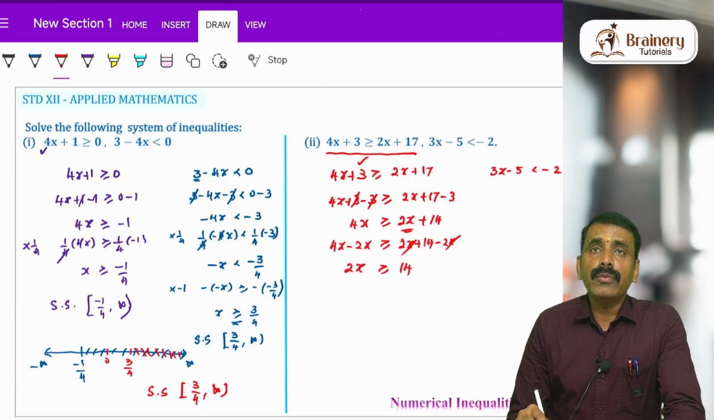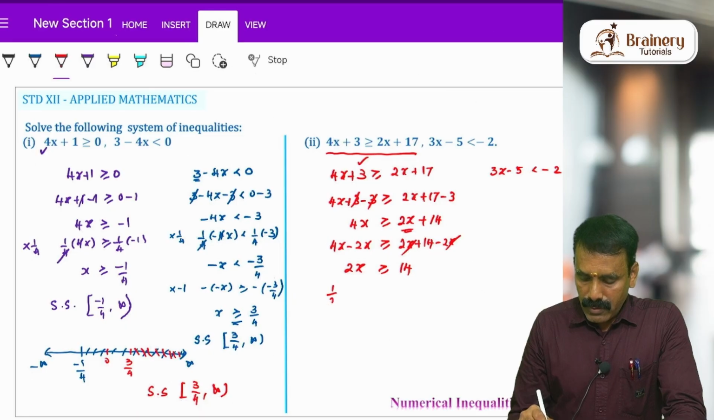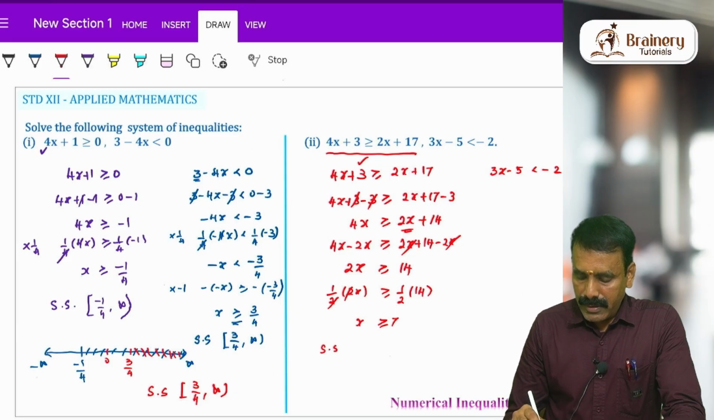So now we have 2 multiplied with x. I want to eliminate that 2, so multiply with 1 by 2. So 1 by 2 into 2x is greater than or equal to 1 by 2 into 14. So 2 cancels, so x is greater than or equal to 7. So x is greater than or equal to 7. The solution set for this particular inequality will be 7 to infinity, any real number which is greater than or equal to 7.